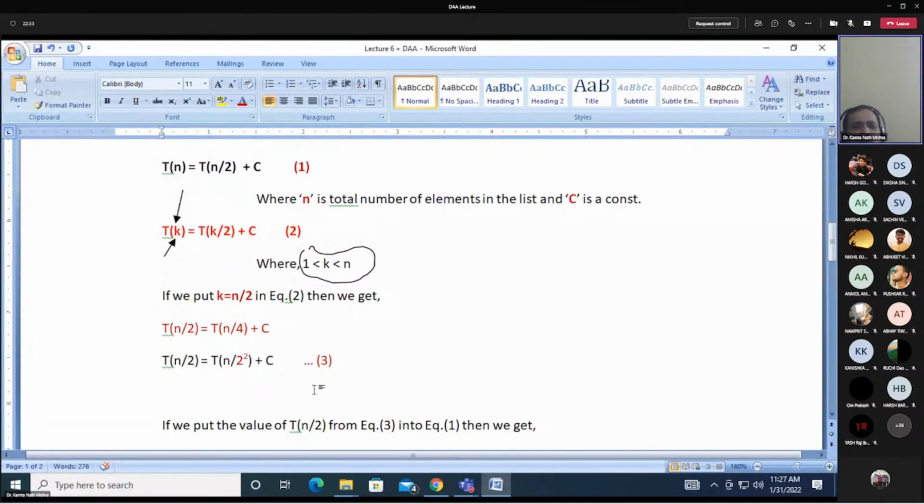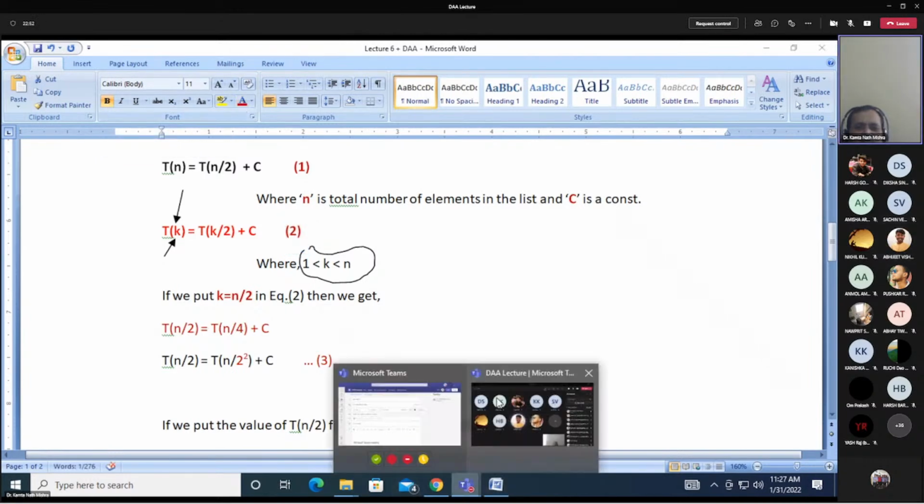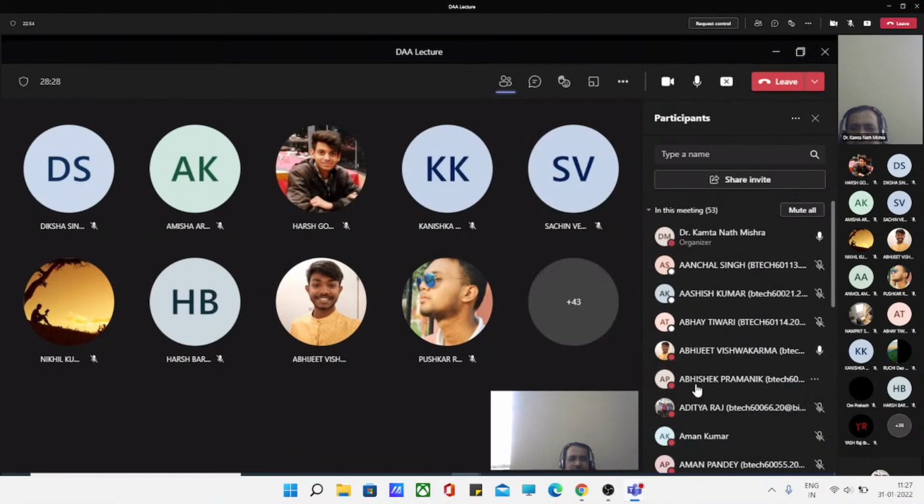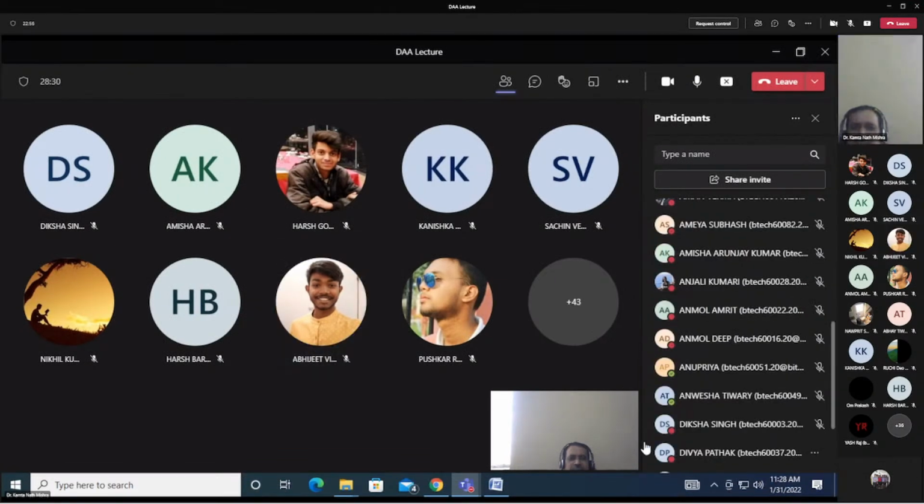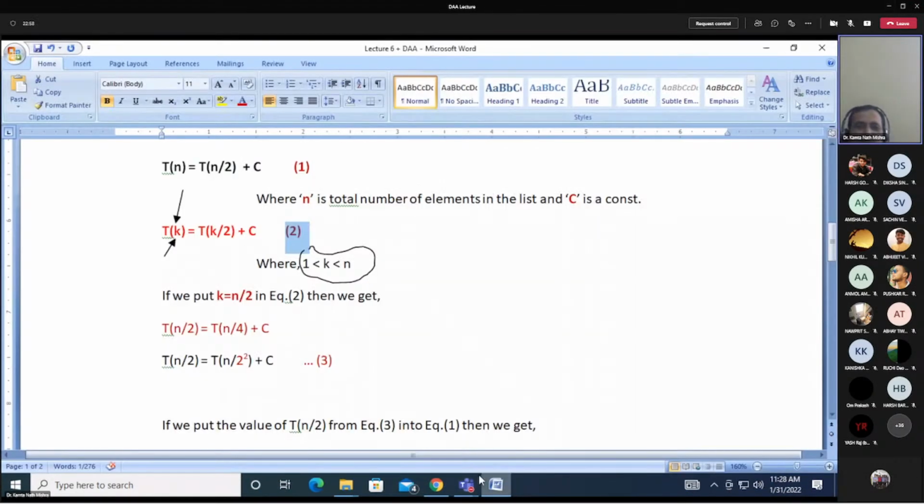Now you do the same thing. You see equation 3 and equation 1. What is common between equation 3 and equation 1? T(n/2). Would anyone else also agree? Anmol, Amrit, what is common between equation 1 and equation 3?